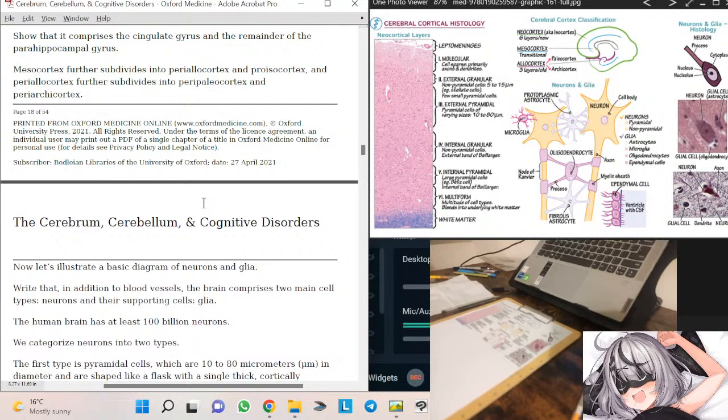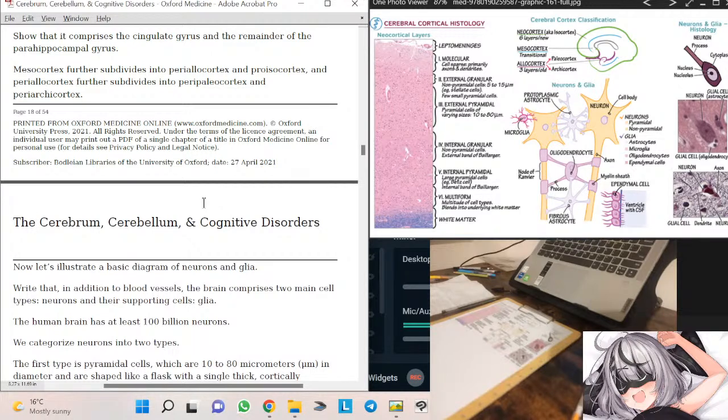Now let's illustrate a basic diagram of neurons and glia. Write that, in addition to blood vessels, the brain comprises two main cell types, neurons and their supporting cells, glia. The human brain has at least 100 billion neurons. We categorize neurons into two types.